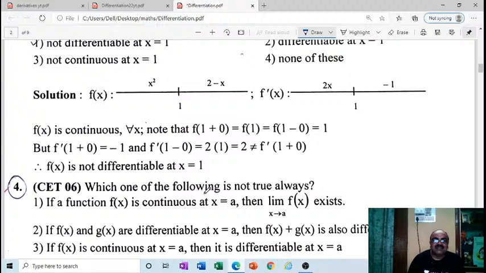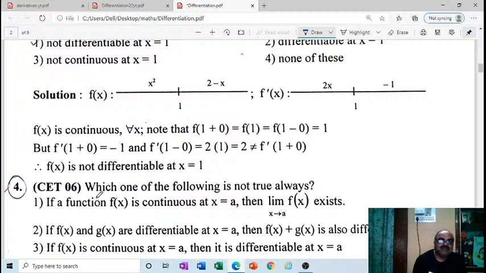So f dash of x is, when you differentiate x square, it will be 2x, and there it is going to be 2 minus x, which when you differentiate is going to be, differentiation of minus x is minus 1. Constant will be 0. So f of x is continuous for all values of x.